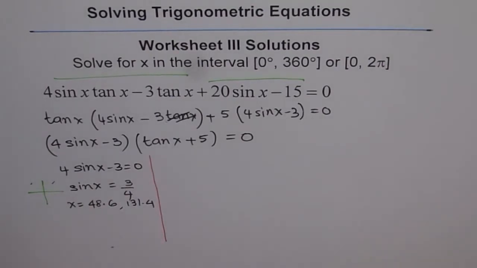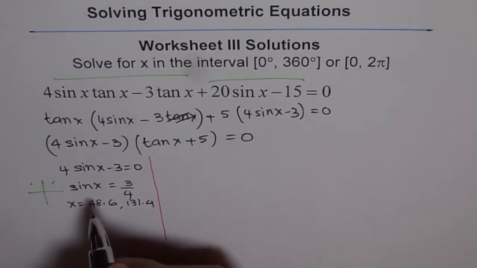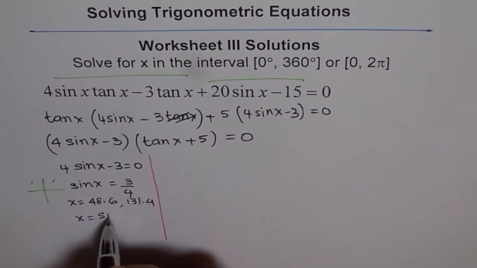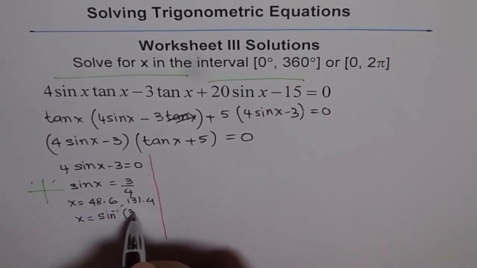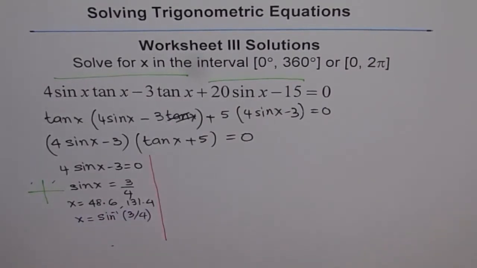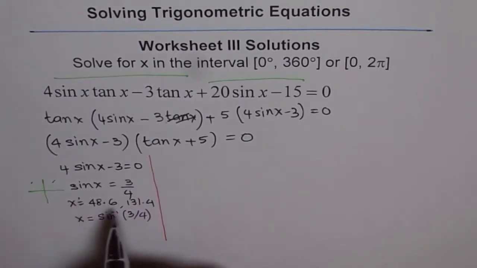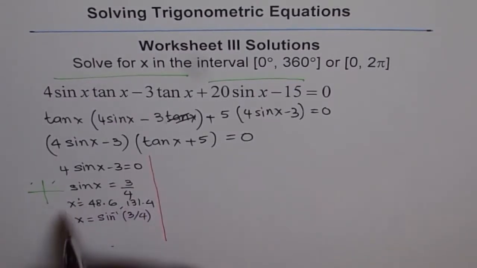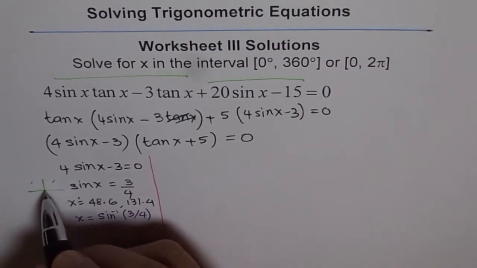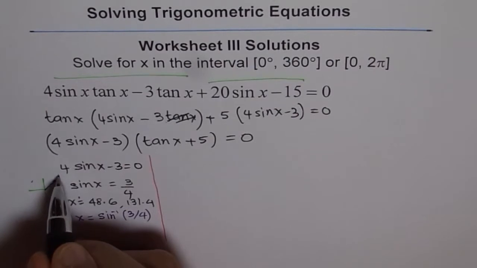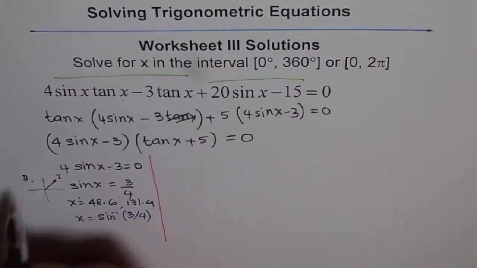Okay, let me write again how we got it, right? Because that was also a question from my student. Sin x equals 3 over 4, it means x equals sine inverse of 3 over 4, right? Then use your calculator and figure out what is sine inverse of 3 over 4. So you'll get 48.58 something rounded to one decimal place, right? So that gives you one solution which is in this quadrant, right? Now you know sin x is positive in quadrant 1 and in quadrant 2.